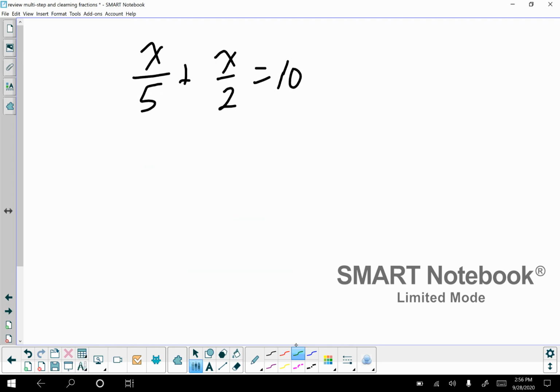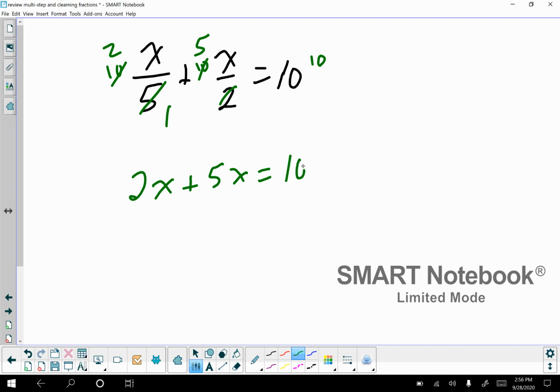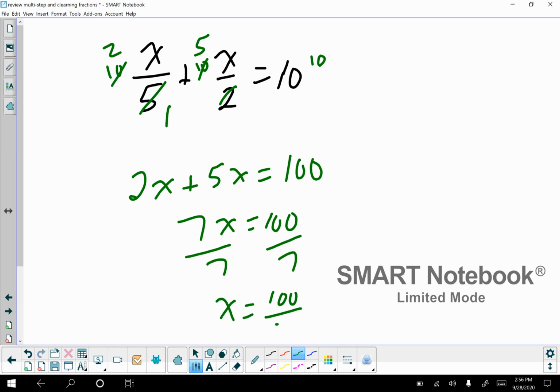Okay, another one similar to everything. I'm going to multiply everything by 10 because 10 and 2 go into 10. So 5 goes into 10 twice, so that gives me 2x. 2 goes into 10 5 times, so that gives me 5x. And then 10 times 10 is 100, so that gives me 7x equals 100. Divide each side by 7. And again, I'm going to leave this as an improper fraction. 100 over 7 is a reduced fraction, okay?